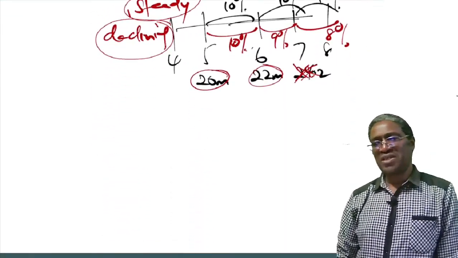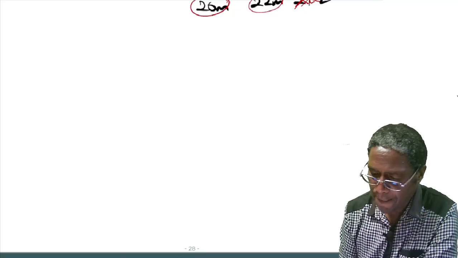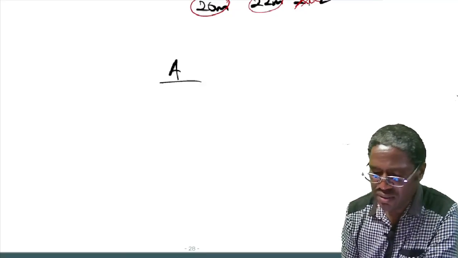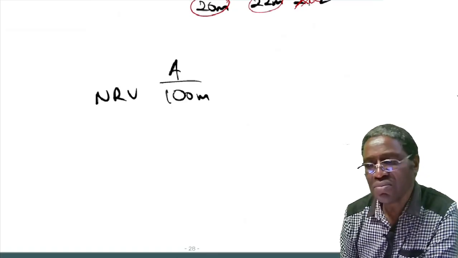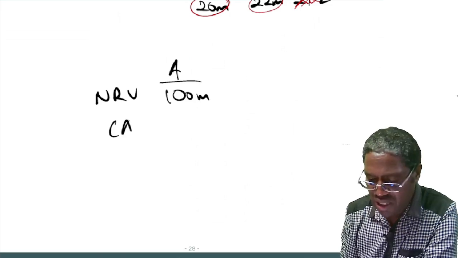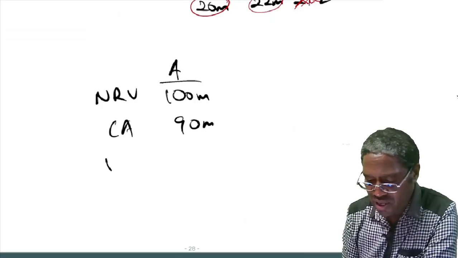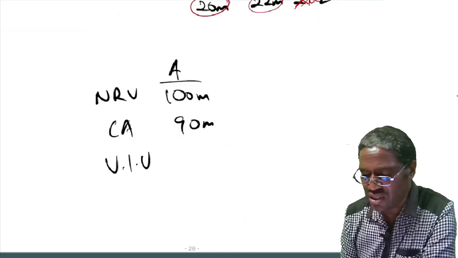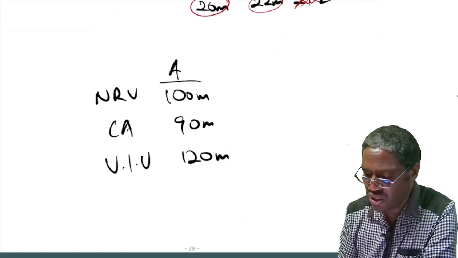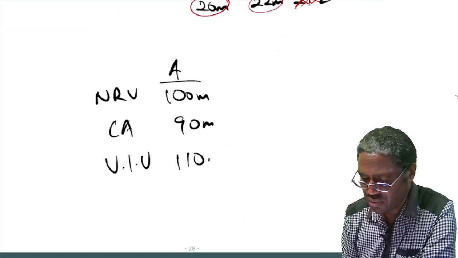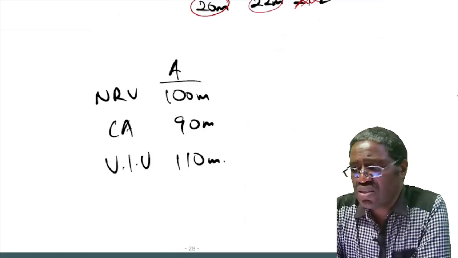Now, from there I've talked about how to project the cash flows. That's okay. But now answer me this question. Suppose a company has an asset here. This asset A has a net realizable value of 100 million. Its carrying amount is 90 million. While the value in use of the asset is, let me put it, 110 million. How much is the impairment loss of that asset?